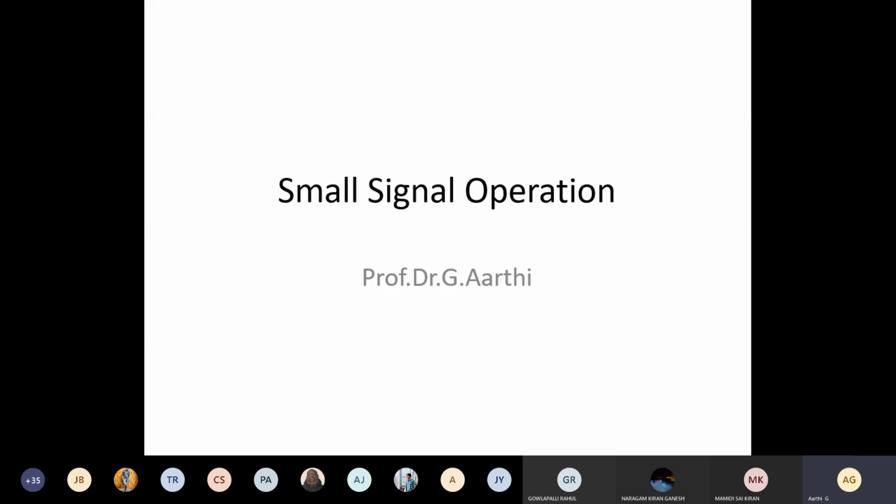So with that in mind, we are going to continue with the small signal operation. We are going to have a lesser value of the input voltage VID. That is the small signal operation, in order to have a better linearity of the operation of differential amplifiers.